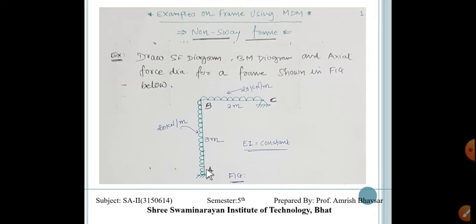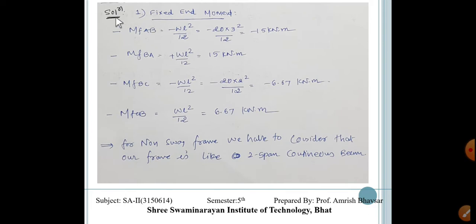Whenever it is a non-sway frame, this frame is considered like a beam. AB and BC, this is a two span continuous beam. So first step, that is finding out the fixed end moment. For that, MFAB is equal to minus WL square by 12, that we know very well because it is the same as we discussed in the beam portion.